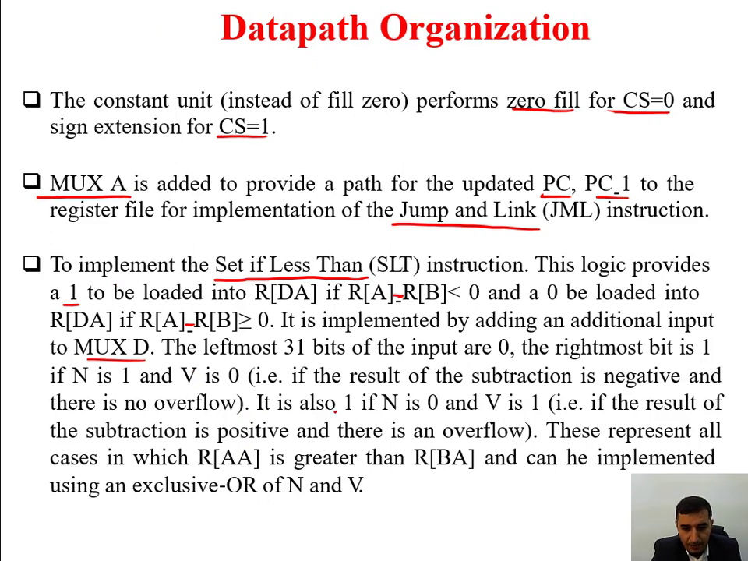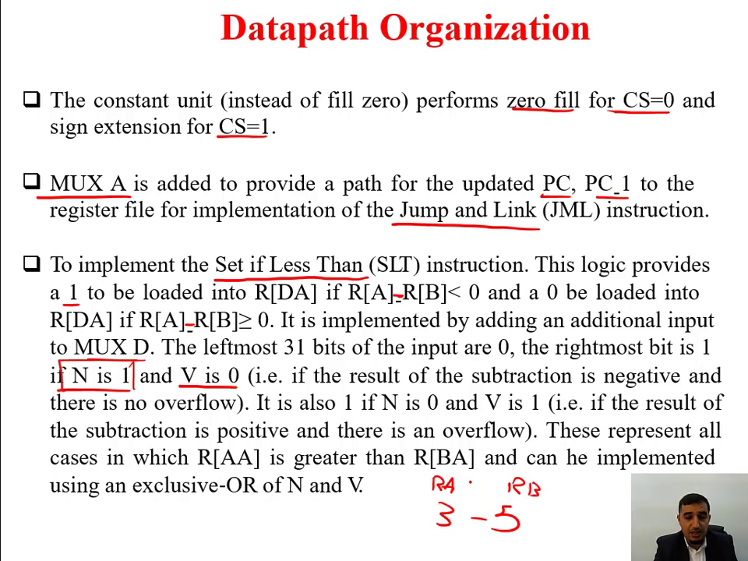This is done by having the values as follows. So the leftmost 31 bits is implemented as 0 and 1 if n is 1 and overflow is 0. Meaning, if I subtract RA minus RB and RA is less than RB, then my answer should be negative. So if I subtract 3 minus 5, this is RA and this is RB.